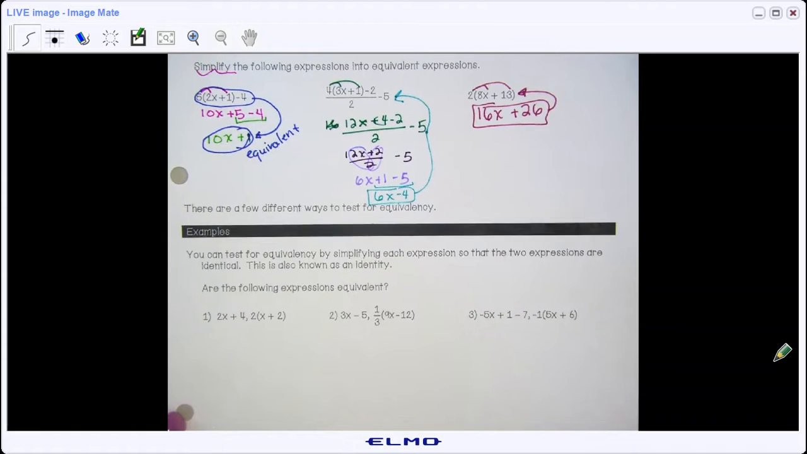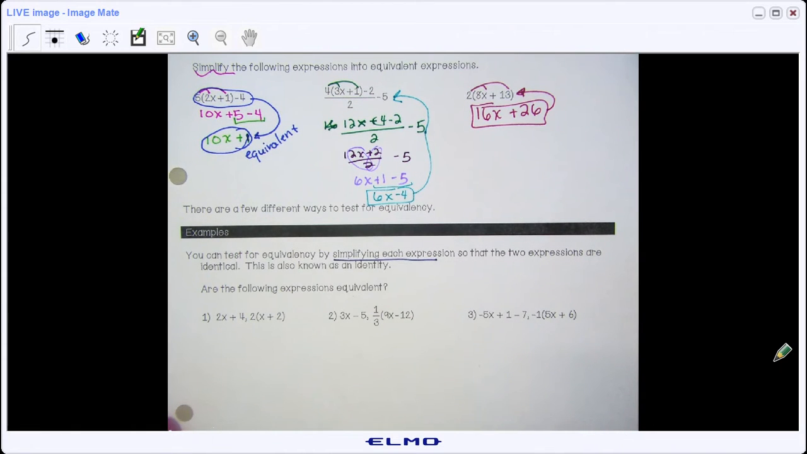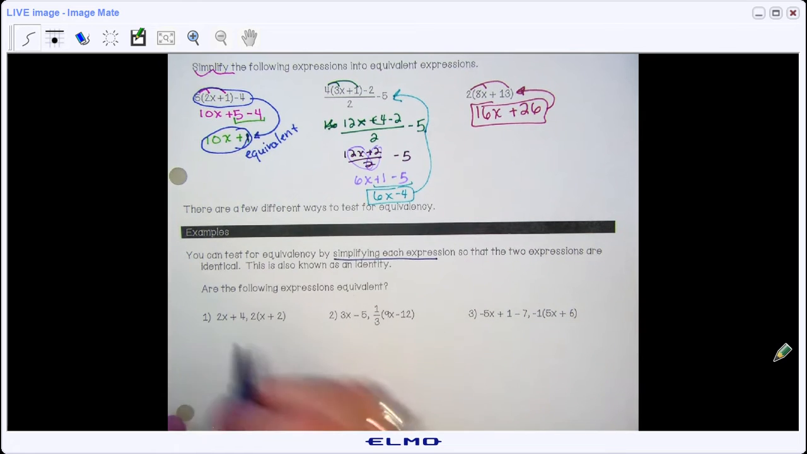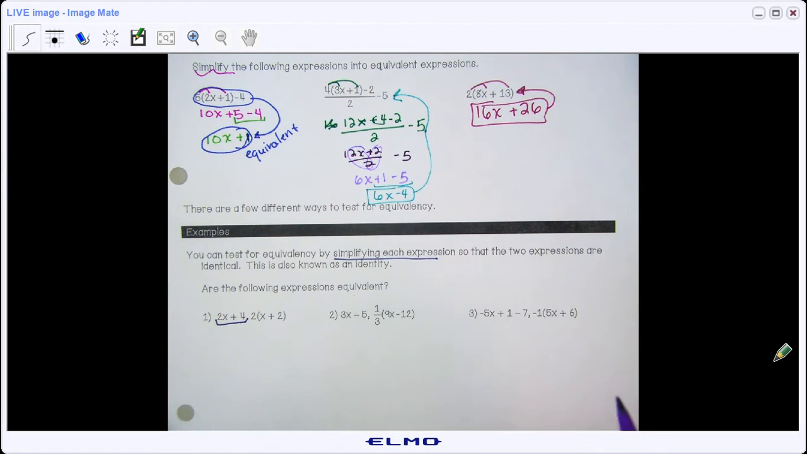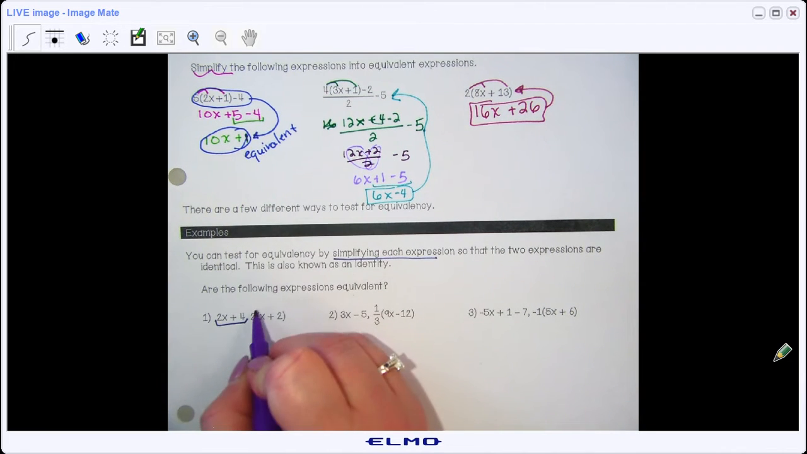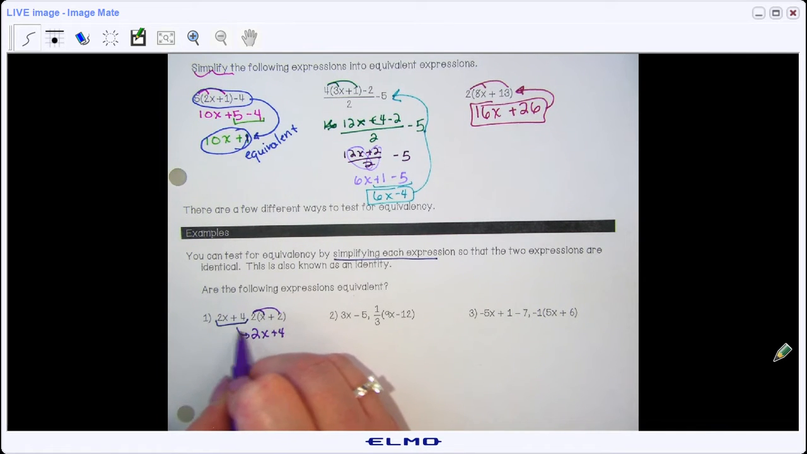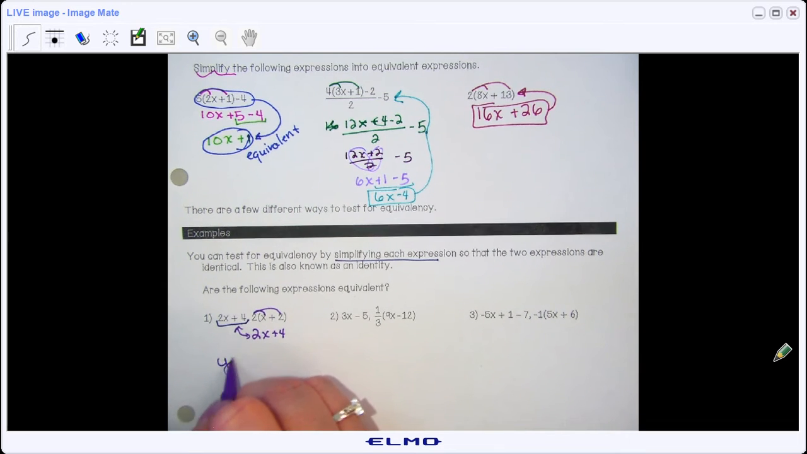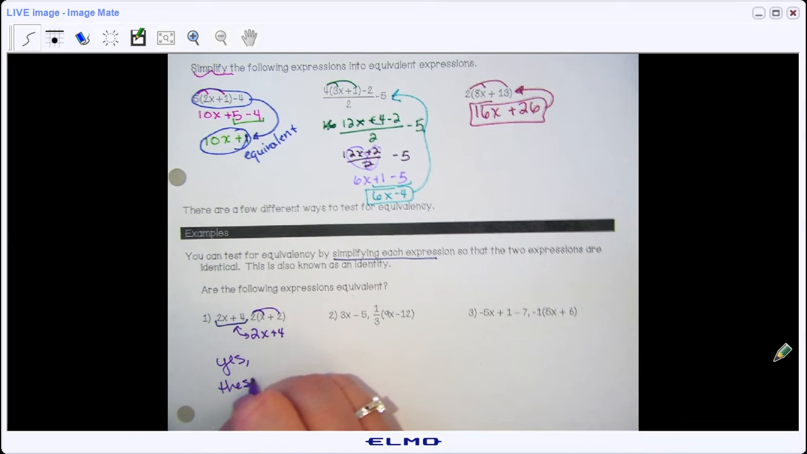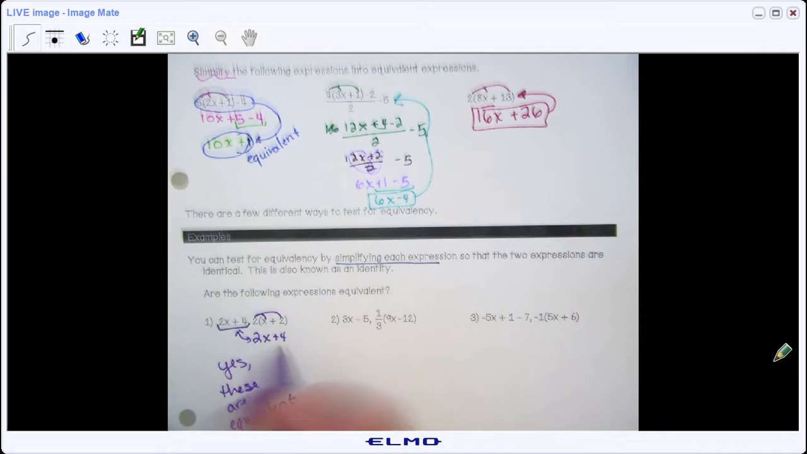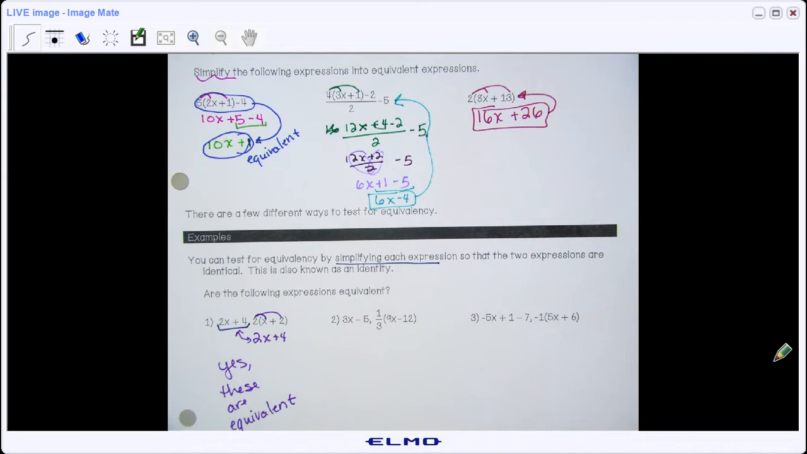One way would be to simplify each expression as much as you possibly can. So if I'm looking at my first example, my 2x plus 4, there's nothing I can do there. I don't have any like terms. There's no x's, there's no other numbers other than 4, no constant terms as we call it. So that's going to stay the way it is. However, the other one, I can distribute my 2 here. So that gives me 2x plus 4. So now those are the same. So yes, these are equivalent. So testing for equivalency, you can just try to simplify both to see if it's equivalent.